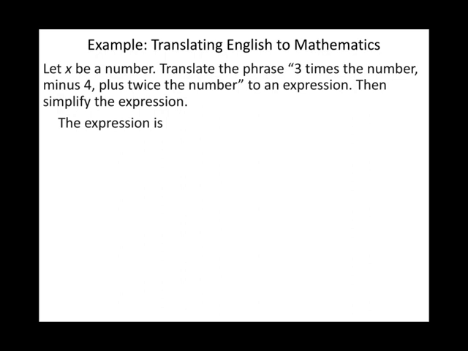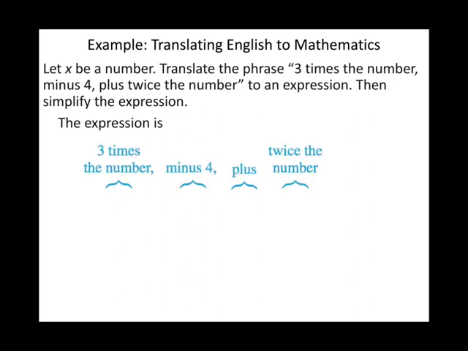Okay, translating English to mathematics. Let x be a number. Translate the phrase 3 times the number minus 4 plus twice the number to an expression. Then simplify the expression. So let me write it down: we have 3 times the number minus 4 plus twice the number.